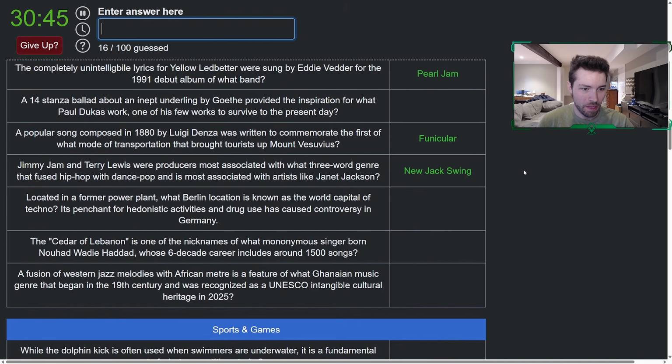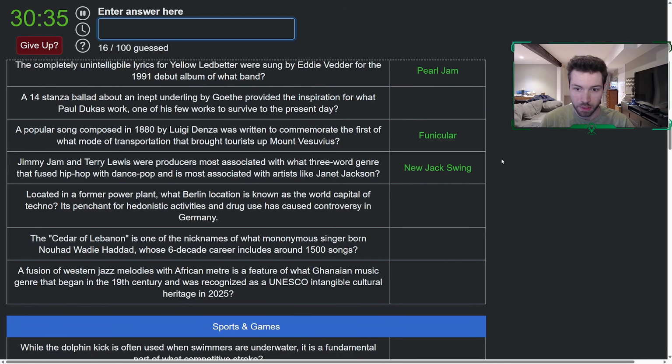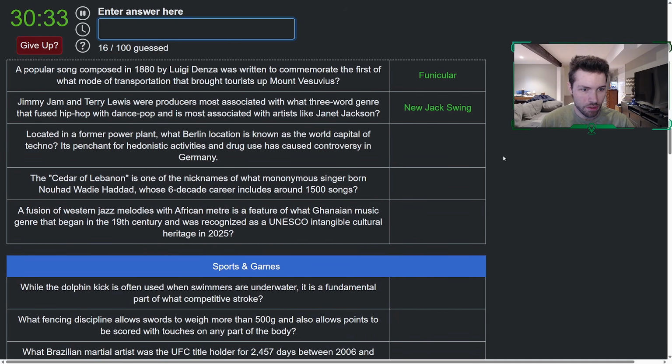Located in a former power plant, what Berlin location is known as the world capital of techno? Its penchant for hedonistic activities and drug use has caused controversy in Germany. I knew that it was like a Berlin thing, but I have no idea what it's called. The Cedar of Lebanon is one of the nicknames of what mononymous singer born Nuhad Wadi Haddad, whose 6-decade career includes around 1,500 songs. I cannot name a Lebanese singer, unfortunately.